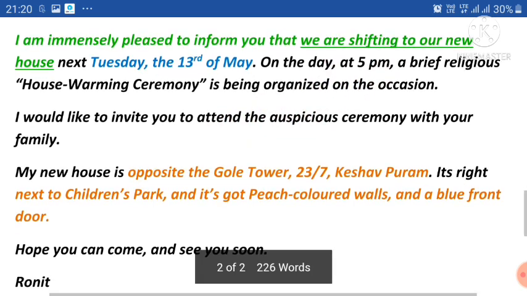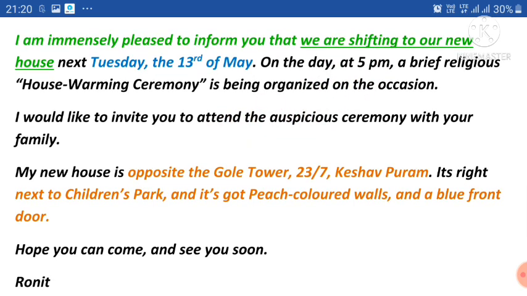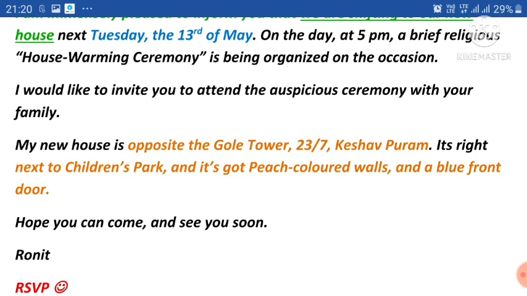And do you see the directions? Very particular directions. It would be not difficult for Akanksha to locate where your new house is. Would it be? Because Children's Park is well known to everybody, like must be known to Akanksha, and the color of the walls and the color of the gate would be visible from a distance. So that's how you end the letter, but still not ended.